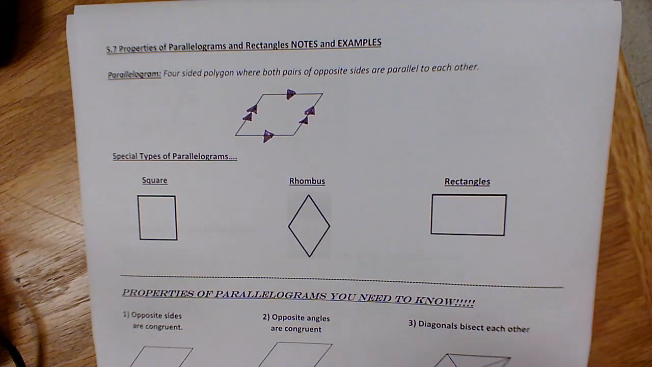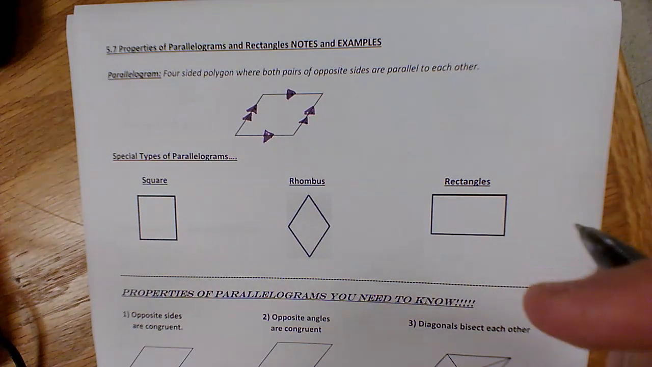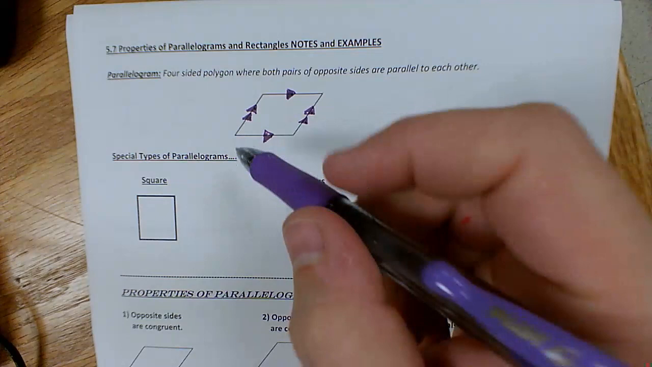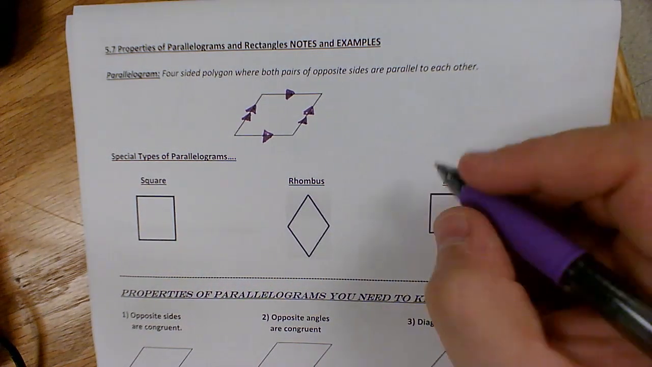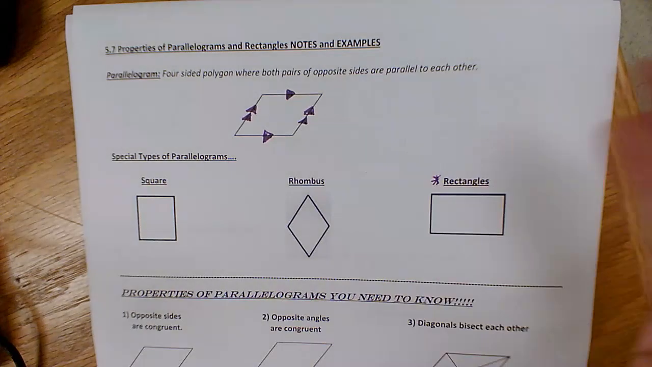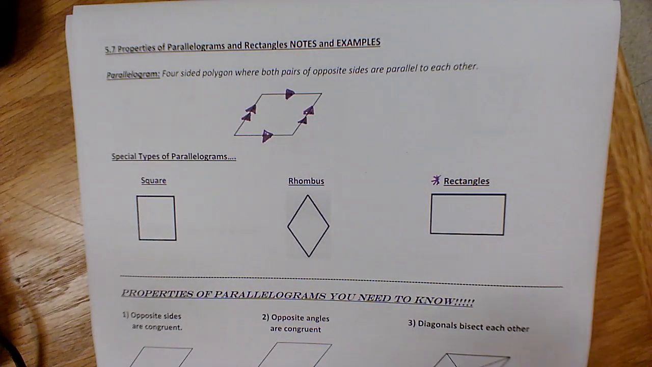Now there are some special types of parallelograms, and I realize sometimes when I print things off they don't print like they should, but special types of parallelograms would be the square, the rhombus, and the rectangle. And the big thing we're going to talk about by the end of the day is the rectangle. But to not get into too much information, there are some properties you're going to need to know, and eventually we're going to solve for variables today.